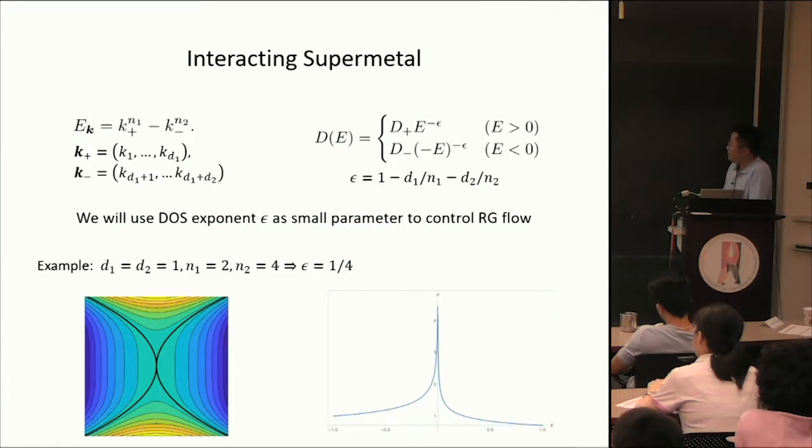So imagine that instead of having one direction where the interaction is quartic, imagine there are two directions in which the energy dispersion is quartic, then this epsilon becomes zero. Right? So this allows us to play this trick of dimensional expansion, that in treating this d2 as 2 minus epsilon, we can control the density of states exponent. And we will see that this density of states exponent plays a role of a small parameter that controls the RG flow.